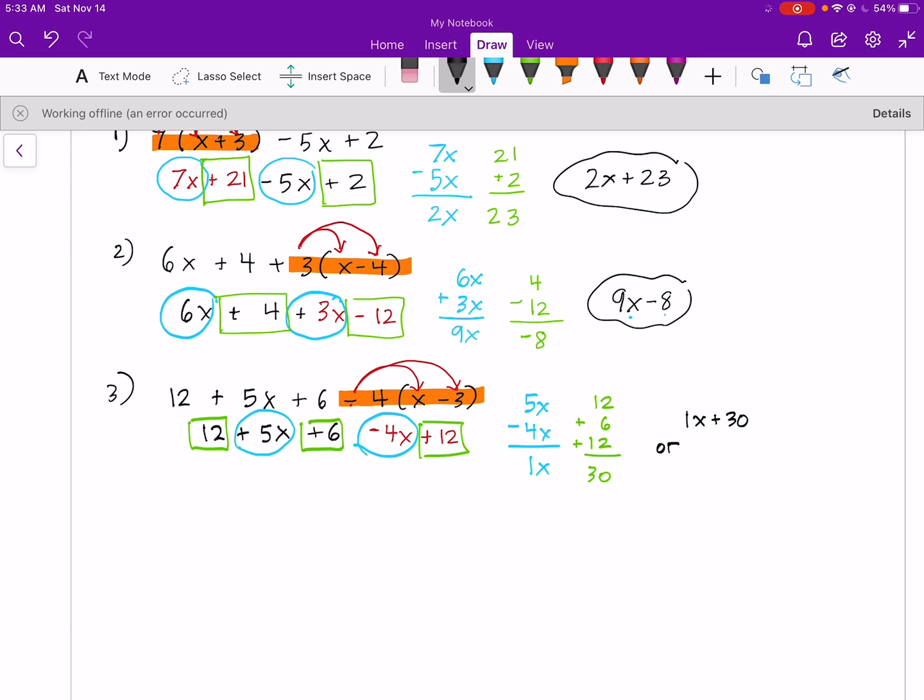Or, as you know, a lot of times you don't see that 1. It's usually not there. So that'd just be x plus 30. So either of those are correct.